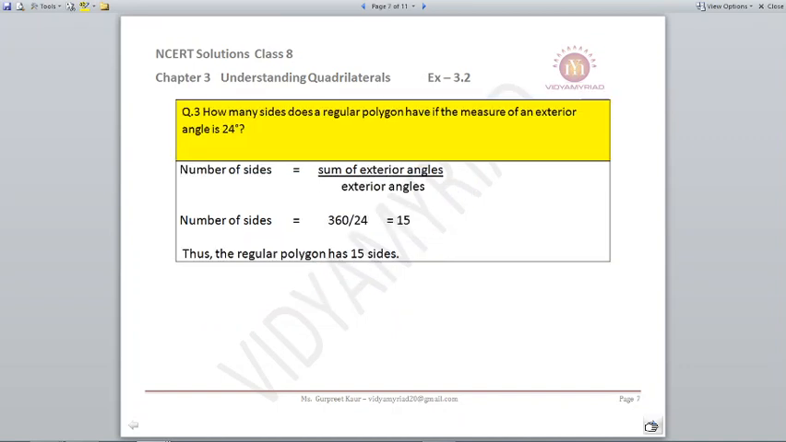Question number 3. How many sides does a regular polygon have if the measure of an exterior angle is 24 degrees? Now each exterior angle is given to us, 24 degrees. We need to find out the sides. We know the formula I told you in the beginning. Number of sides is equal to sum of exterior angles divided by each exterior angle. So what is the sum of exterior angles? It will always be 360 degrees. Each exterior angle is already given to you as 24. Just divide by that. You will get your answer as 15. So number of sides will be 15.